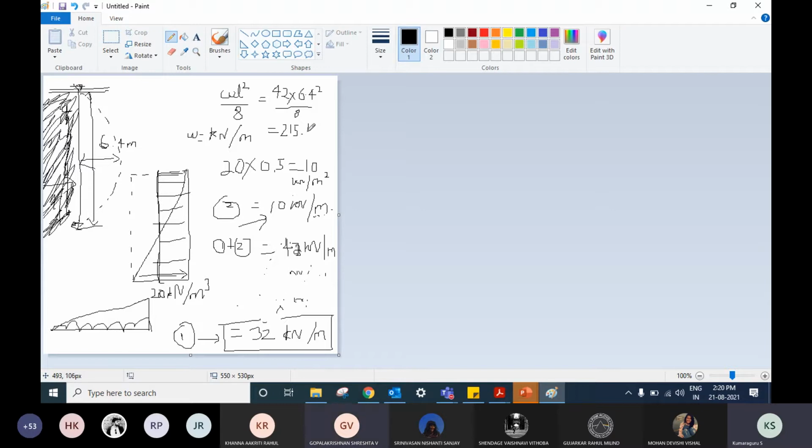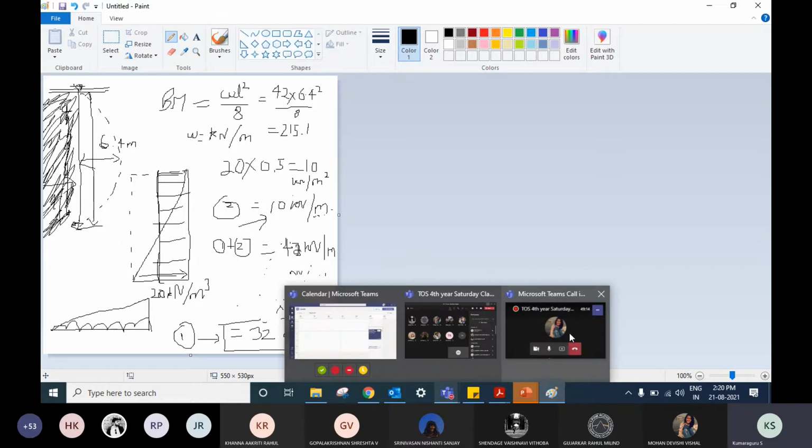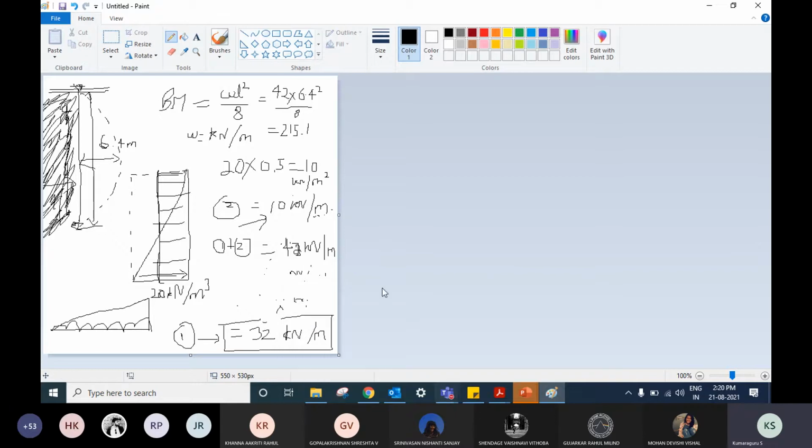I'm just taking 215. Yeah. What is the unit? Just answer the quantity. What is the unit, please? Kilonewton meter. Yeah. Okay, perfect. Kilonewton meter.